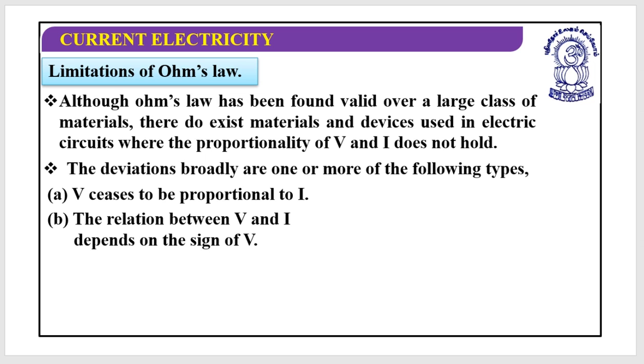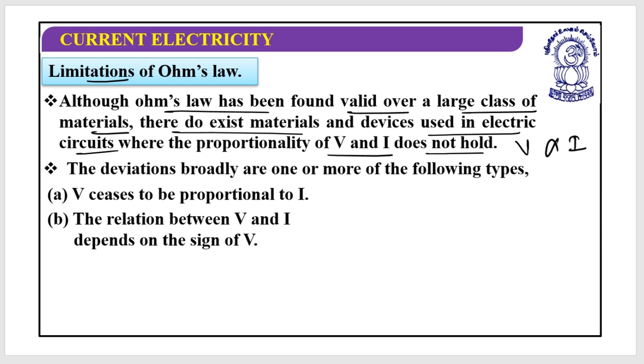So please go through this very carefully. The limitations of Ohm's law. Yes, we know that Ohm's law has been found valid over a large class of materials, but there do exist materials and devices used in electric circuits where proportionality of V and I does not hold, because according to Ohm, V should be directly proportional to I. But there are certain materials or devices which do not satisfy this relation. That's why we have said that this is not a basic law, or not a fundamental law.